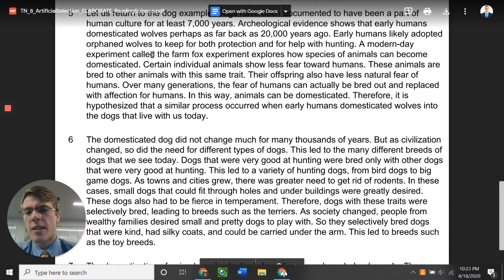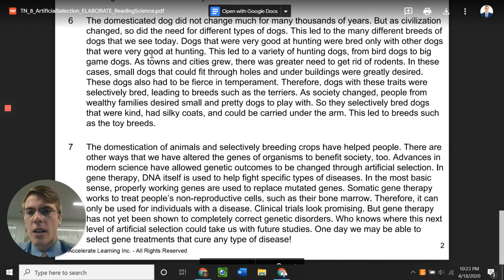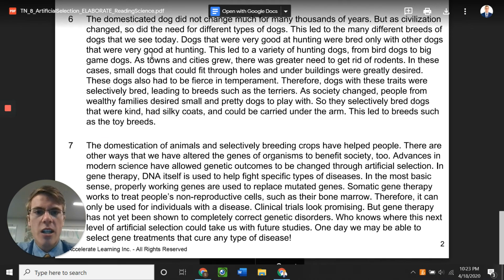Therefore, it is hypothesized that a similar process occurred when early humans domesticated wolves into the dogs that live with us today. The domesticated dog did not change much for many thousands of years, but as civilization changed, so did the need for different types of dogs. This led to the many different breeds of dogs that we see today.